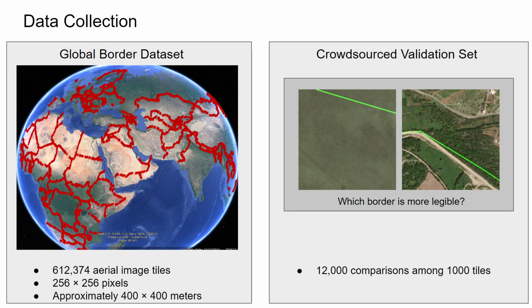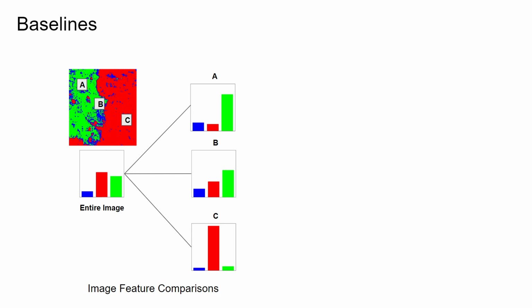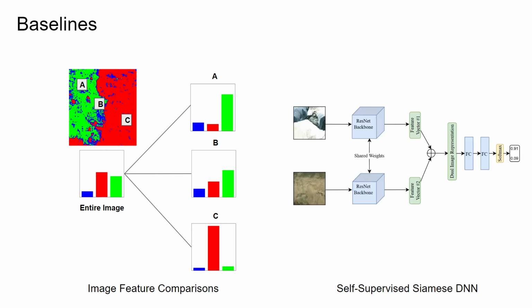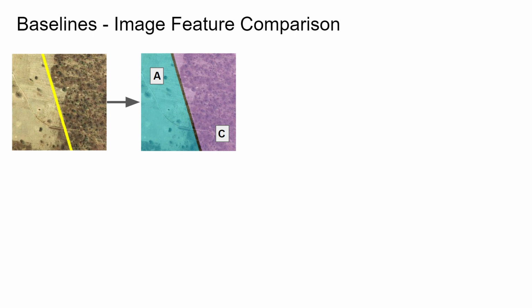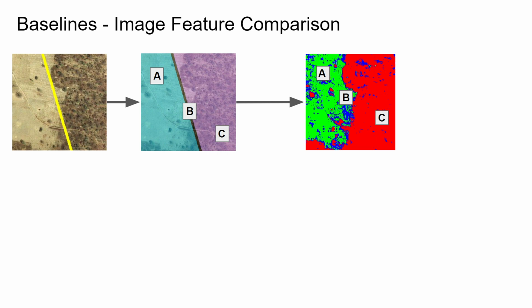Because the comparisons are pairwise, we found that it would be too expensive to collect enough ground truth annotations for supervised deep learning methods. Instead, we propose a couple different feature comparison baselines and one deep network trained with a self-supervised approach. For all of our methods, we consider each tile to be segmented into three regions. A and C are the regions on each side of the border, and B is a margin around the border. Our feature-based methods compare collections of image features extracted from each of these regions.